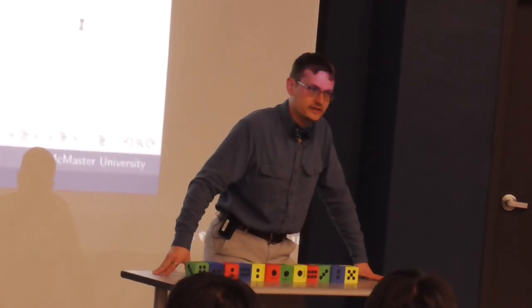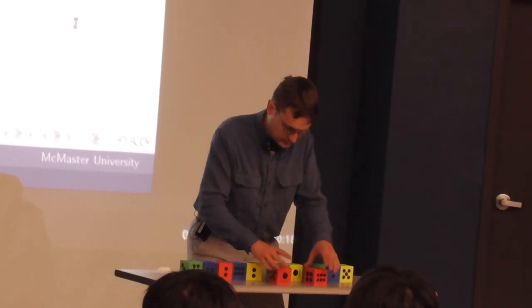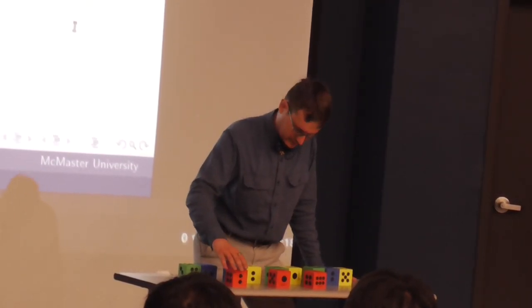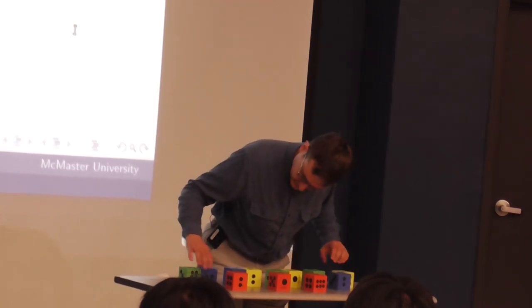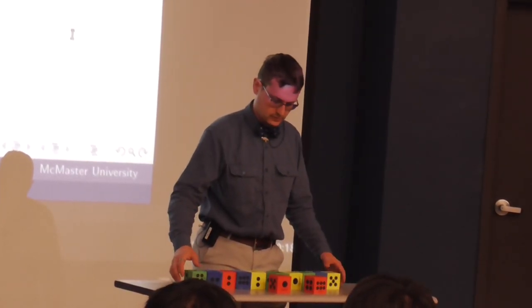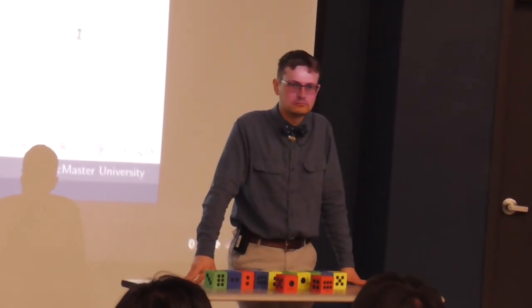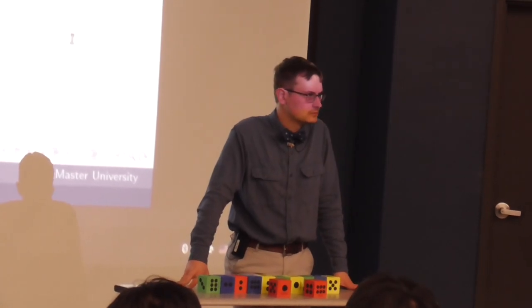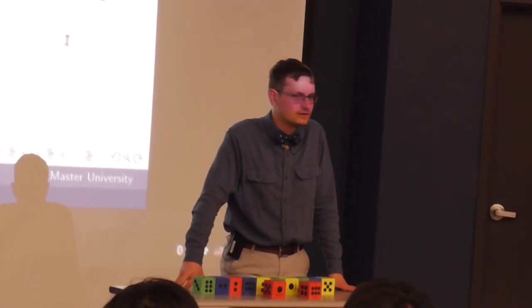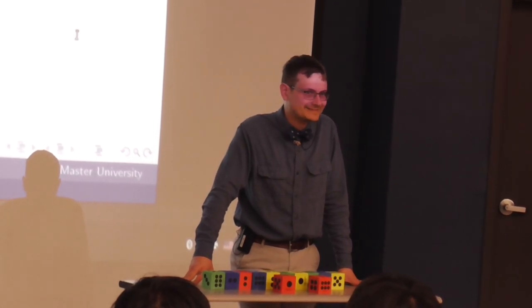If I took red difference 2, that would be those guys. This is red, this is 2, so you take out the 2s. And things that aren't in red, you don't care about. Make sense? Any questions? Cool.